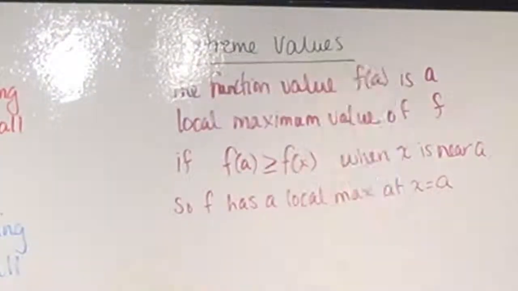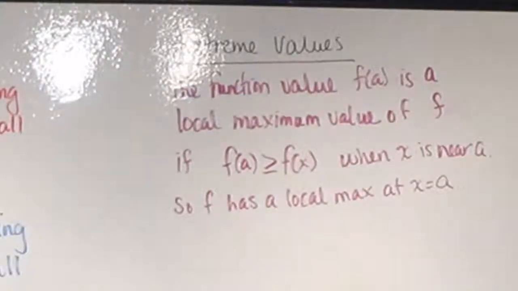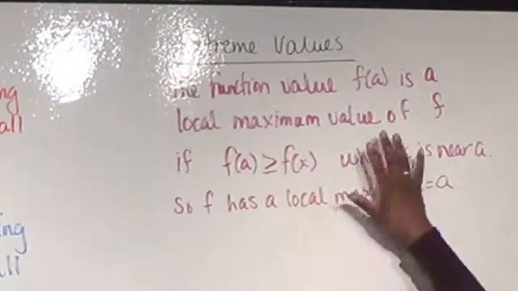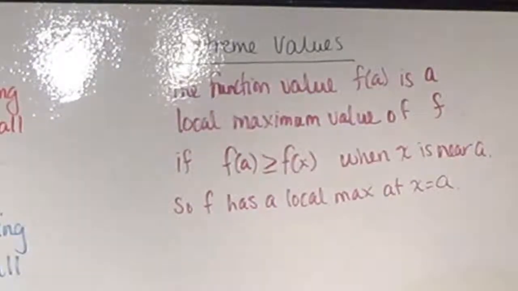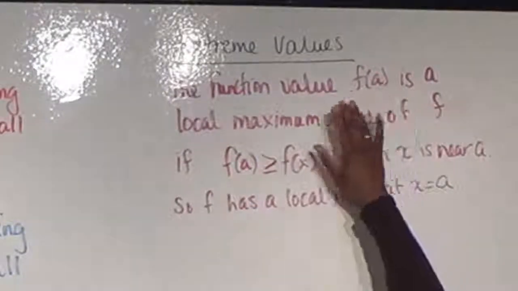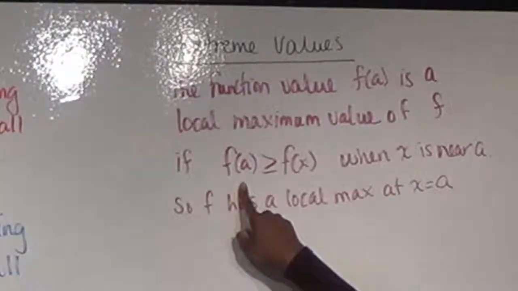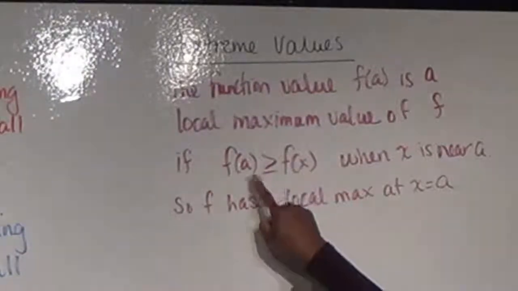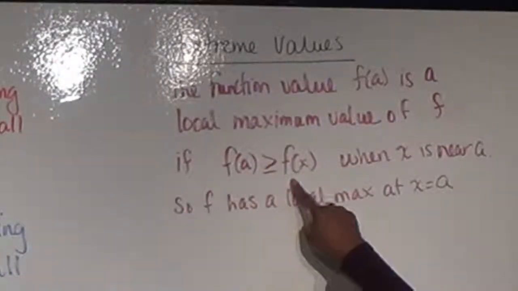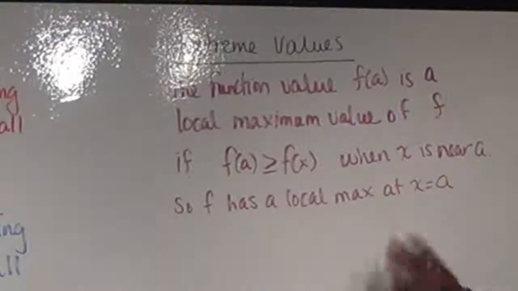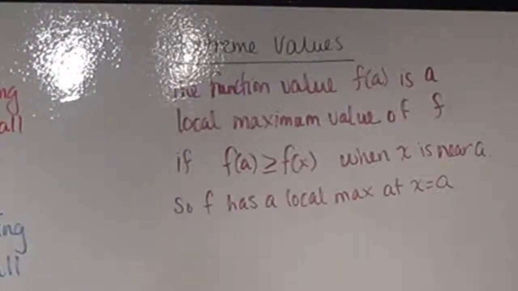Okay. For the extreme values, to get information about the graph in terms of the extreme values, we're going to look at what is happening around particular points. So the function value f of a is a local maximum value of f if for every x near a, f of a is greater than or equal to f of x. And this is also saying that f has a local max at a.